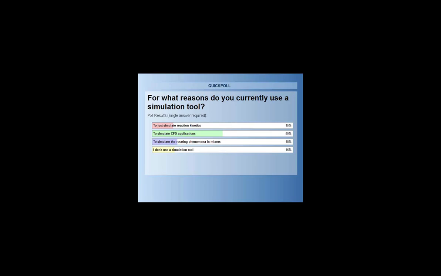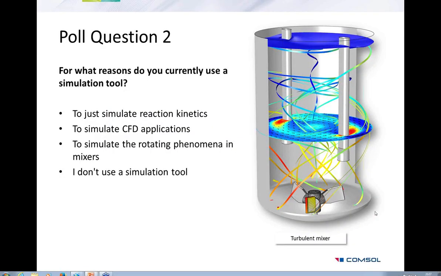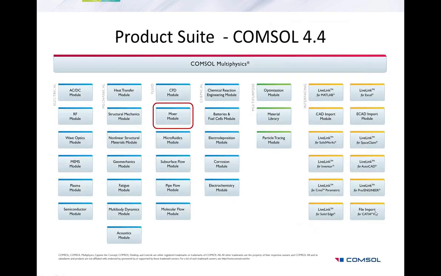Great. Well then, with that in mind, let's see where the mixer module comes within our product suite. So the mixer module is part of the COMSOL Multiphysics suite, as you can see here. The whole suite is applicable for modeling many different applications from all fields of engineering and science. And the new mixer module is part of the Fluid series and is an add-on to the CFD module.